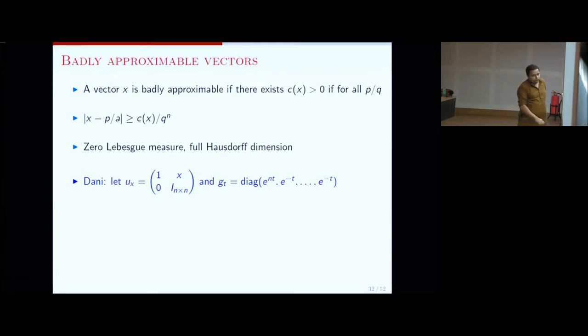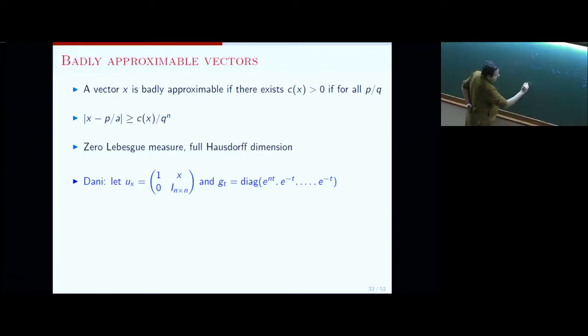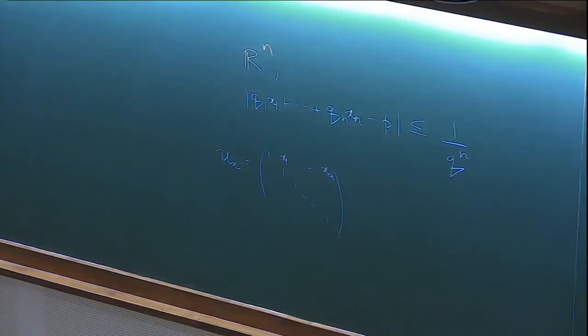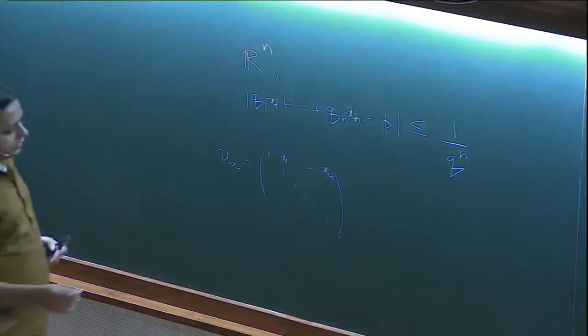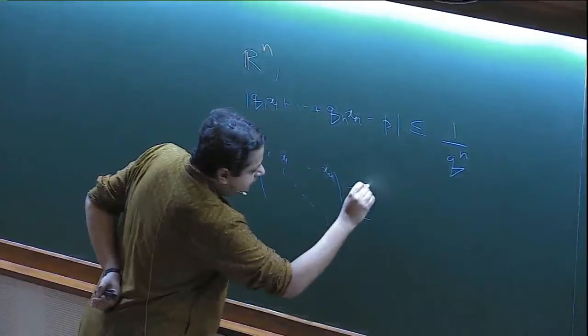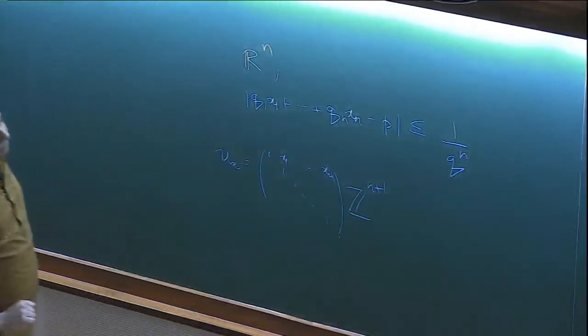So what I should do is associate to x a lattice. And I do it in the following fashion. I have a matrix with ones on the diagonal, x1 through xn. So it's an n plus 1 cross n plus 1 matrix. And I take this matrix and turn it into a lattice. That's easy to do. Okay?